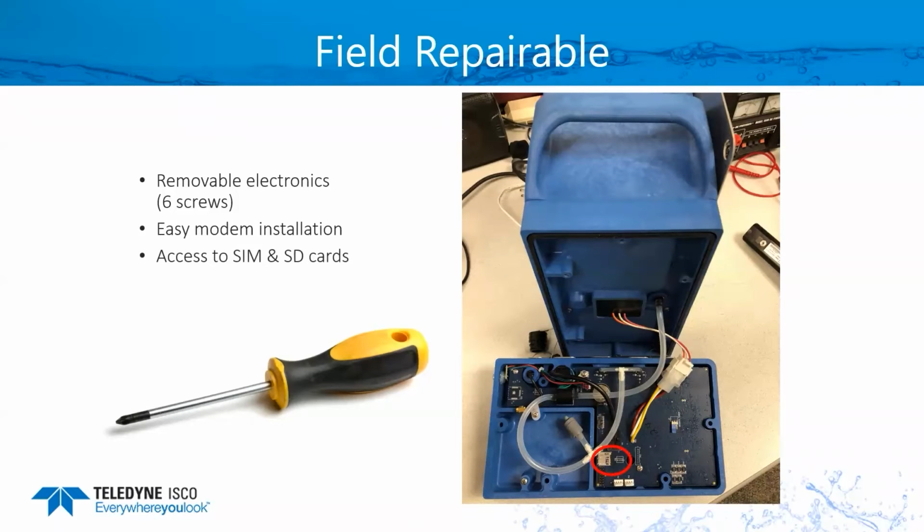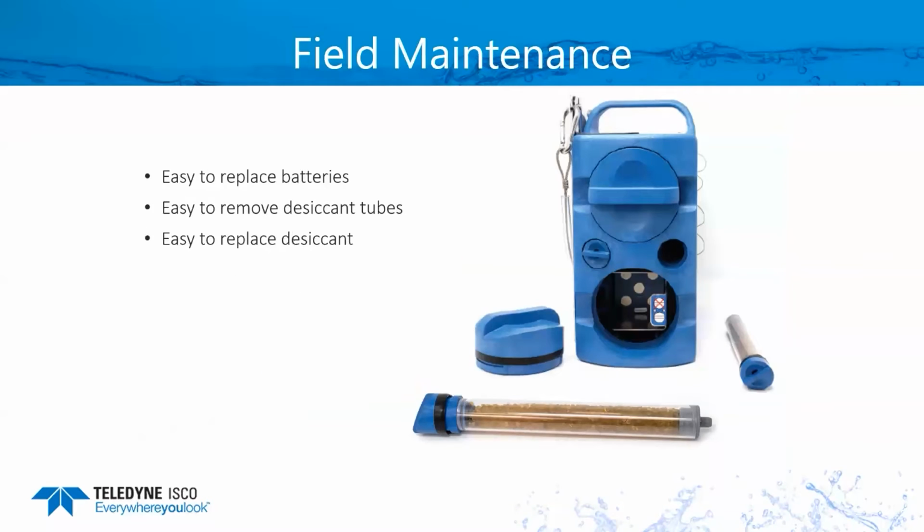And you also have access to the SIM card. So if you need to make any changes with your cell phone provider, you can pull a SIM card out, put a different one in. If you need access to the SD card to pull the memory card out, it's all easily accessible without having to send it back to the factory. And last, there's the internal lithium battery. They do wear out over time. If you do need to replace it, now this makes it easy for you to open and swap out the backup battery.